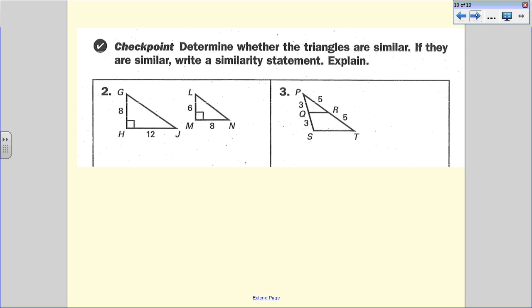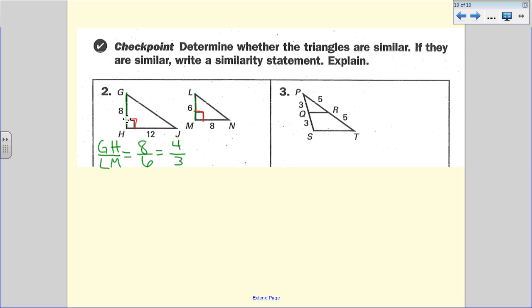Alright, so let's take a look at our checkpoints. We're going to do the first one together. We can see that we have an equal angle with this 90-degree angle. So now I need to set up those included sides. So I'm going to take the smaller side, GH, and put it with the smaller side, LM. That's 8/6. Each of those can be divided by 2. And so 8 divided by 2 is 4. 6 divided by 2 is 3.